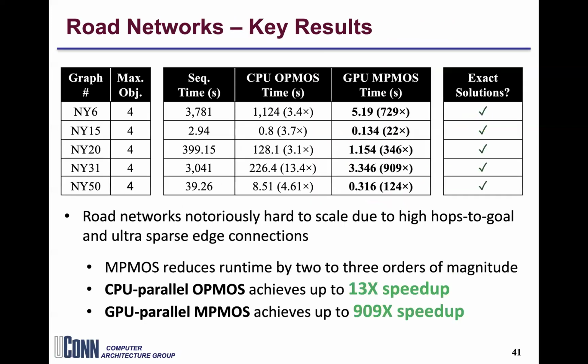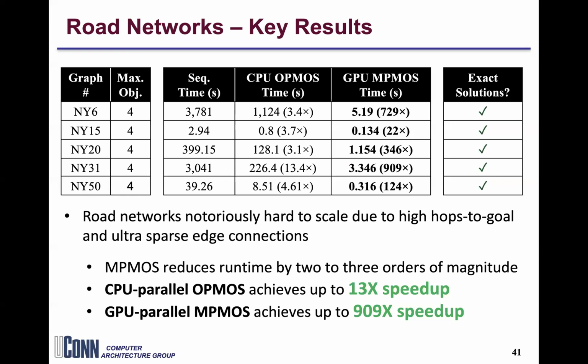Some key results here. Road networks are notoriously hard to scale on in traditional graph analytics. They are no different in this setting because they have very high diameter, hops to goal node in our case, and they're very sparse. But still, we were able to reduce runtime by 3 orders of magnitude with our CPU parallel OpMOS, which we published in ICS this year. And we have a GPU parallel MPMOS, which is under review somewhere.